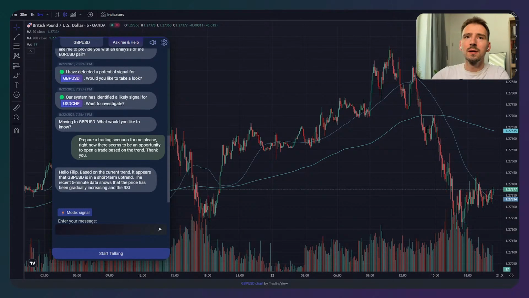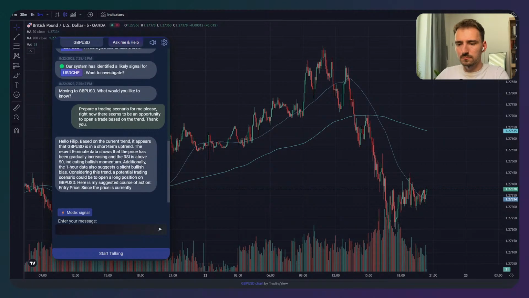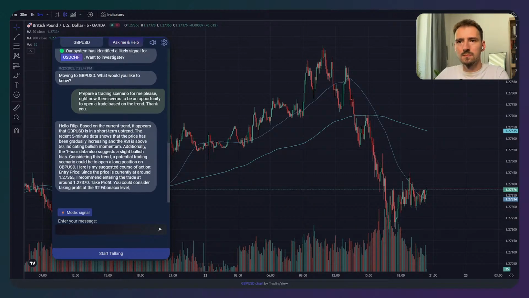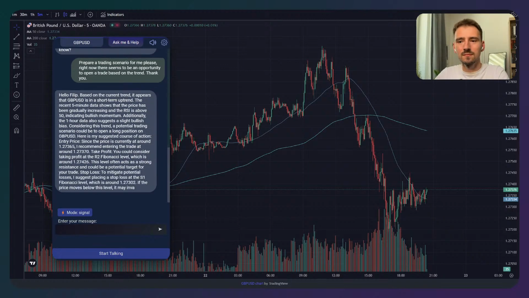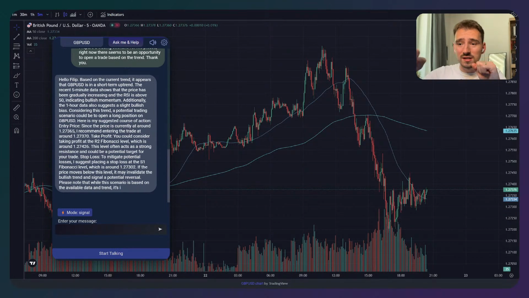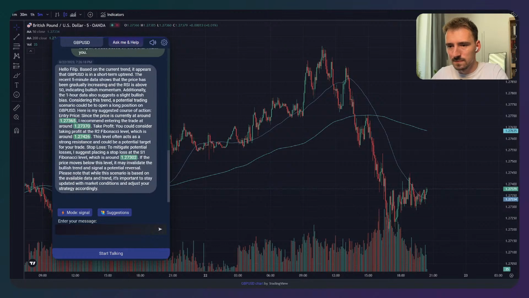Hello, Philip. Based on the current trend, it appears that GBP/USD is in a short-term uptrend. The recent 5-minute data shows that the price has been gradually increasing and the RSI is above 50, indicating bullish momentum. Additionally, the 1-hour data also suggests a slight bullish bias. Considering this trend, a potential trading scenario could be to open a long position on GBP/USD. Here is my suggested course of action. Entry price. Since the price is currently at around 1.27365, I recommend entering the trade at around 1.27370. Take profit. You could consider taking profit at the R2 Fibonacci level, which is around 1.27426.